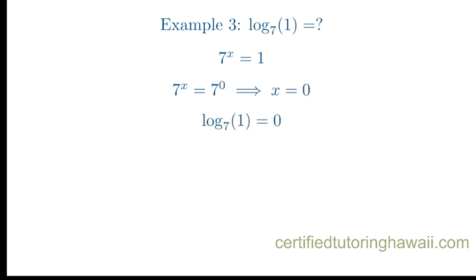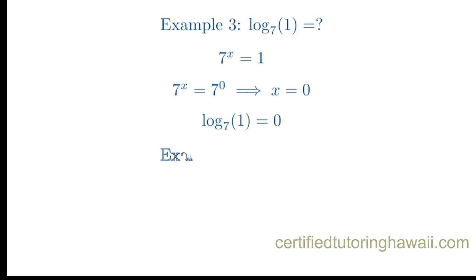First, what is log base 7 of 1? Let's call this x. In exponential form, this is 7 to the power of x equals 1. Think about your exponent rules. Any positive number raised to the power of 0 is 1. So, 7 to the x equals 7 to the 0. This means x must be 0. We can generalize this. The logarithm of 1 with any valid base is always 0.